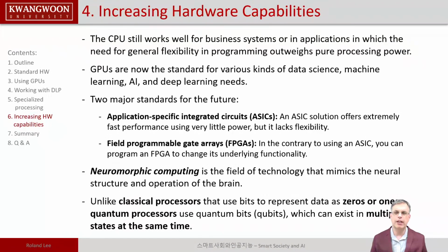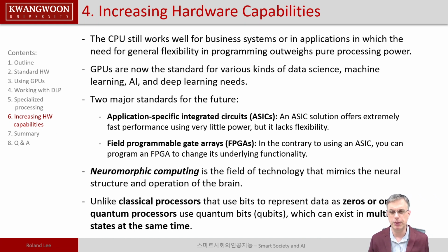Continue now with the specialized processing environment. Deep learning and AI are both non-von Neumann processes, according to many experts, including also one CEO, which is not that important right now. So I continue with the increasing hardware capabilities.